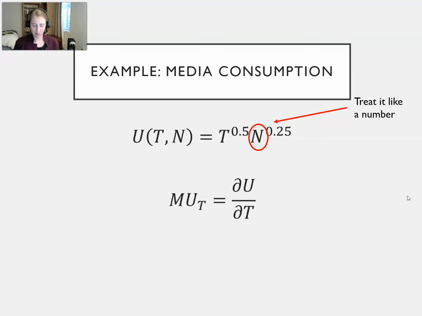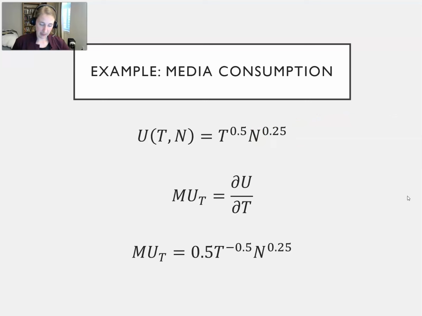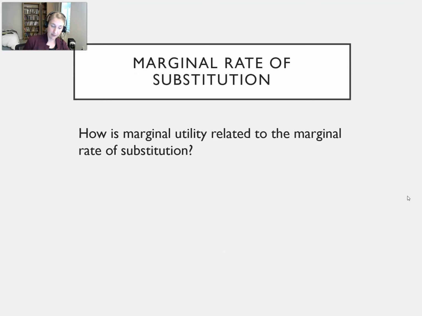And if you watch the video on partial derivatives, you'll remember that the key there is to just treat the other variable like it's a constant. It's just a number. So if I take the partial derivative with respect to t, all I do is I move that 0.5 down front, I subtract 1 from the exponent, and I leave the n alone because it's just a constant. Leave it alone. All right, that's marginal utility. Great. Now, how is that related to the marginal rate of substitution? That's where we're going next.